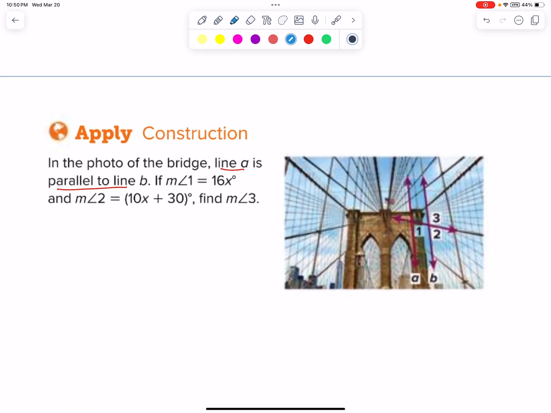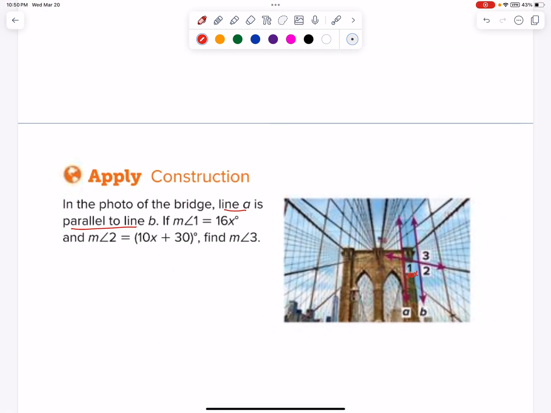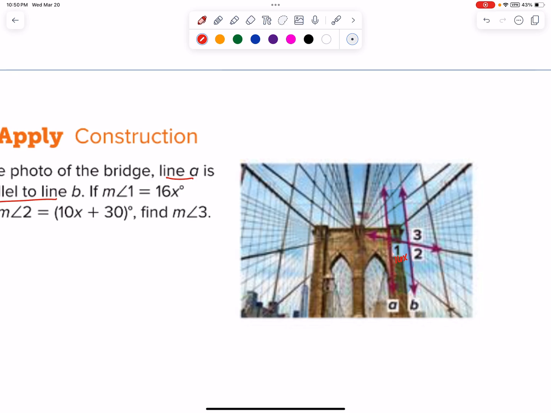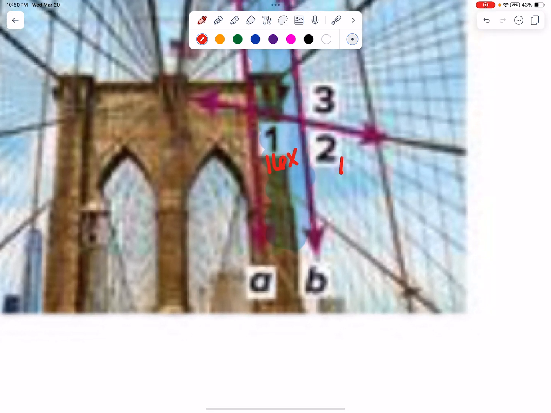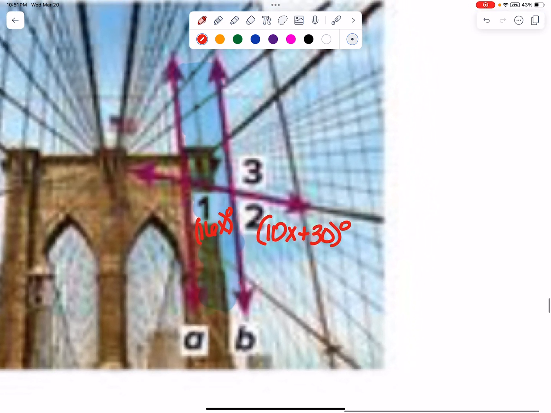The information they give us is that the measurement of angle 1 is 16x. So here's 16x. And the measurement of angle 2 is 10x plus 30. So this is 10x plus 30, and I'm going to put that in parentheses for right now, because that technically is degrees. Then find the measurement of angle 3. So a couple things that we know.